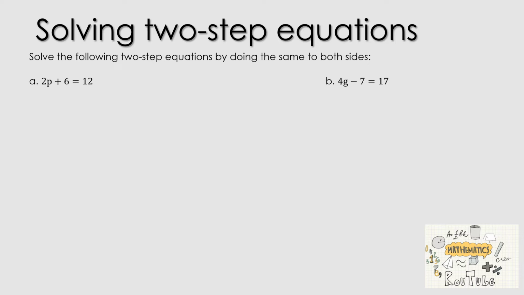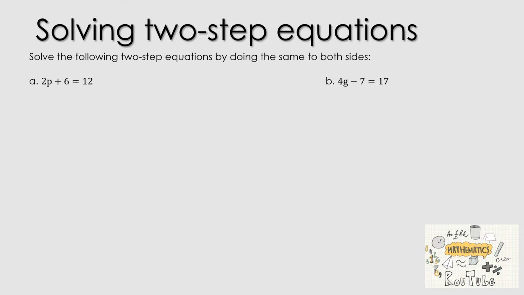Now these ones will look different to the previous ones because they are two-step instead of one-step. Hopefully you'll be able to see that there are two operations, or two things that are happening to our variable. In the first question it's p, and in the second question it is g. So solve the following two-step equations by doing the same to both sides. So same process as before, we're just going to have two steps instead of one step to do.